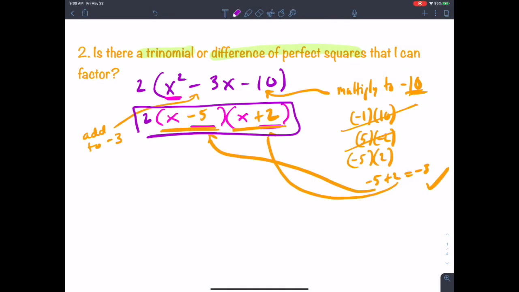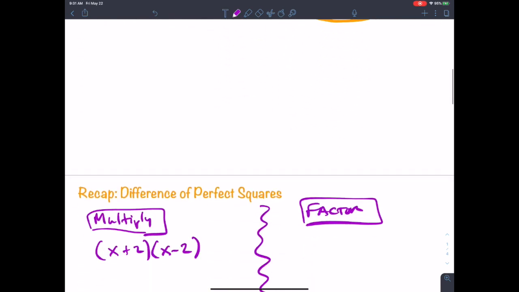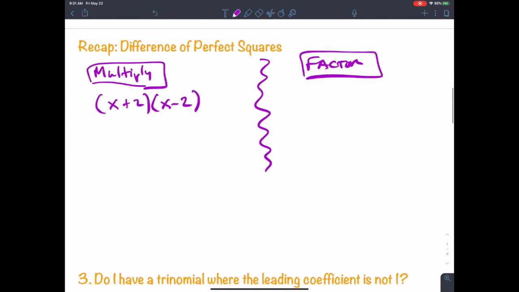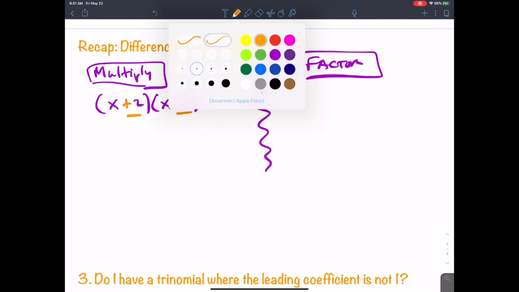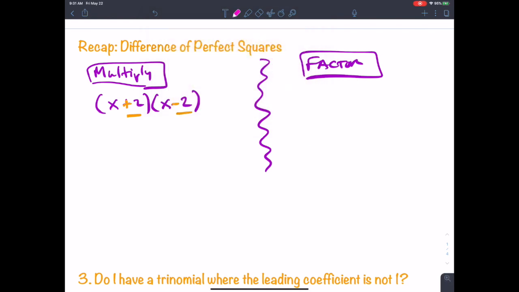Okay, so let's take a quick detour to a difference of perfect squares, right? Because you could have gotten a situation where you didn't end up with a trinomial, you ended up with a difference of perfect squares. So let's just do a quick recap of that. And so this is what we have. The situation here is we have two binomials with the same number but different signs. One's plus, one's minus. And what's going to happen when we multiply these together is this middle term is going to drop out, and we'll see that.